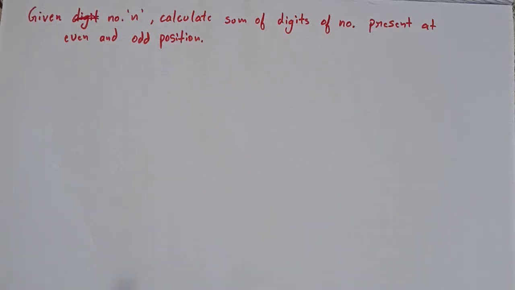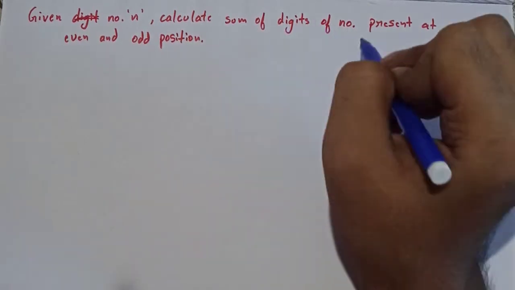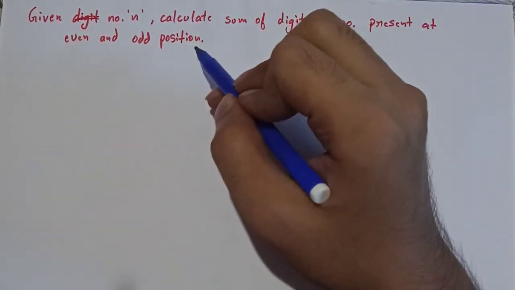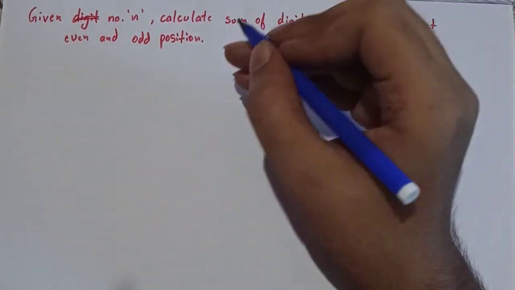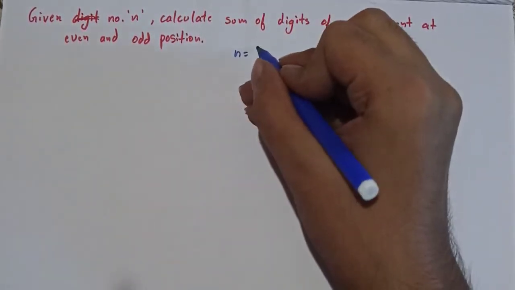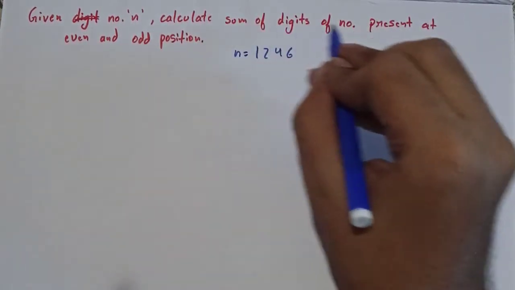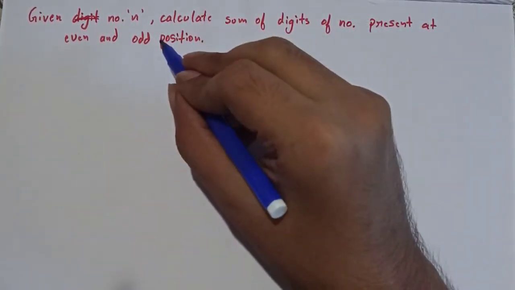Okay, so we have a question. Given number n, calculate the sum of digits of the number present at even and odd position. So what this question simply wants to say is that, let us say there is a number n is equal to 1, 2, 4, 6.